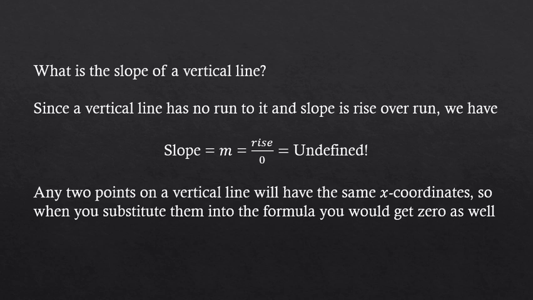Another way you could figure that out is by realizing that any 2 points on a vertical line will have the same x-coordinates. So if you were to take any 2 points, plug the x and y coordinates into the formula for slope, you would get 0 on the bottom here, and you would find that it is not defined. 0 on the bottom there. That's a typo there, folks. That's my bad.